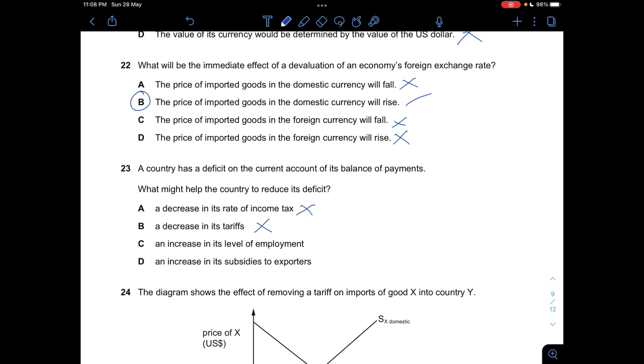C, it says an increase in the level of employment, which is correct because when there's an increase in level of employment, this will bring about a higher inflow of money, like you can collect more taxes. And D, an increase in subsidies to exporters, which is not correct because if you increase your subsidies, then people can purchase the items at a lower price, and this would actually result in more outflow of money. So I say C.